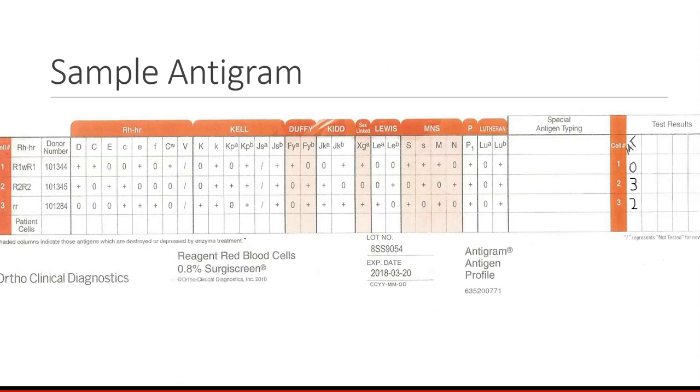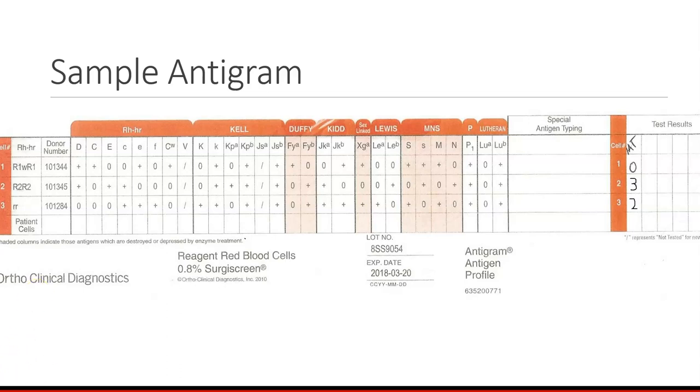So this is an example of the antigram, and I really want you to spend time and look at your antigram. This is an example of a 3-cell screen. I love 3-cell screens because the chances of you having a homozygous cell is increased greatly, because sometimes weakly reacting antibodies only react with a homozygous cell. And this is why if you are doing an electronic cross-match or an immediate spin cross-match, it's really worthwhile to do a 3-cell screen just for that extra level of sensitivity.